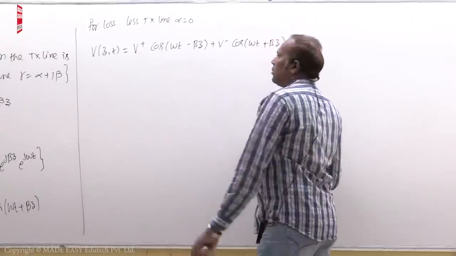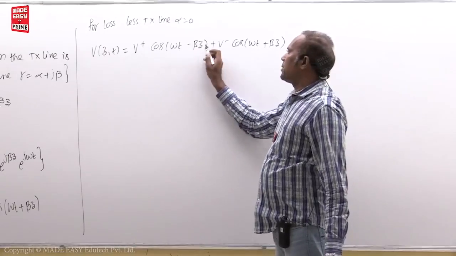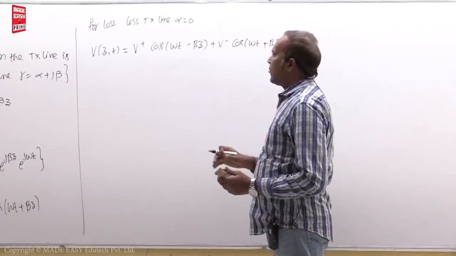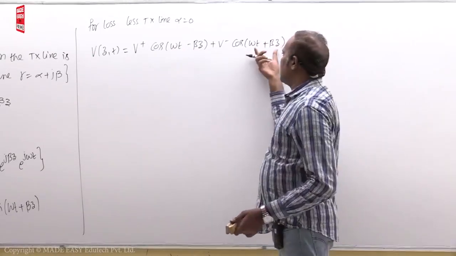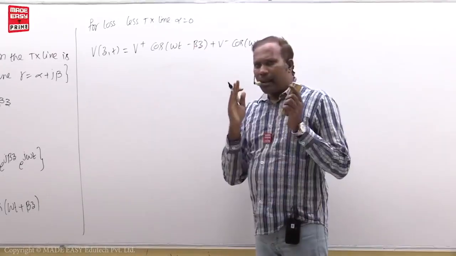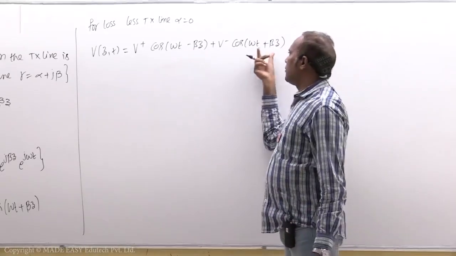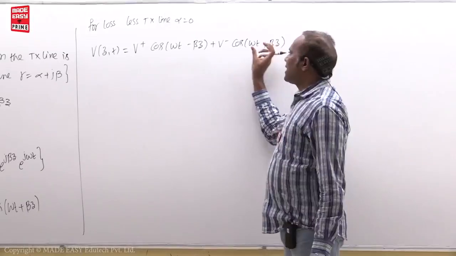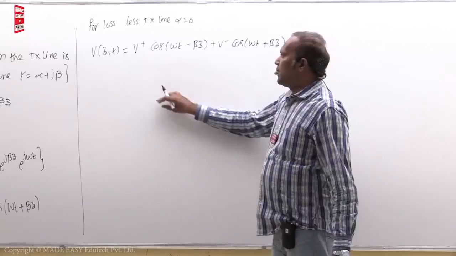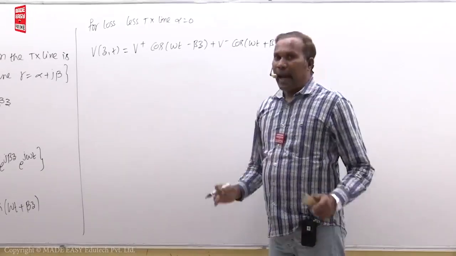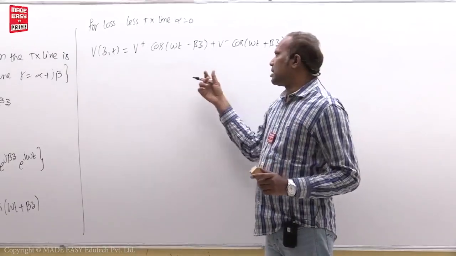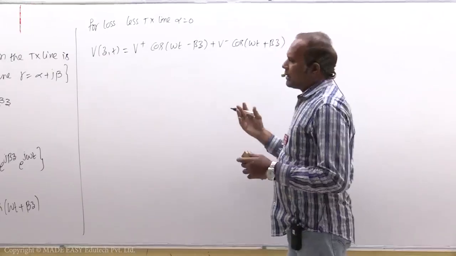So I told you that this is omega t minus beta z, and omega t plus beta z. At different locations and at different times, these phases keep changing because here minus is there, here plus is there. At some locations, this phase and this phase become equal, so that the phase difference is 0, e power j0 is 1. In that case, incident voltage and reflected voltage add and give maximum voltage on the transmission line. So V maximum is equal to V plus plus V minus. Same as previous chapter, discussing here is wastage of time.